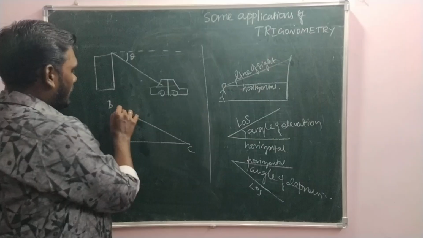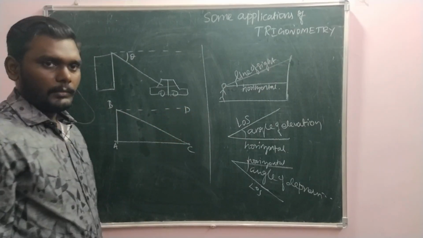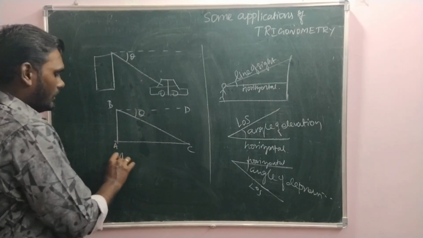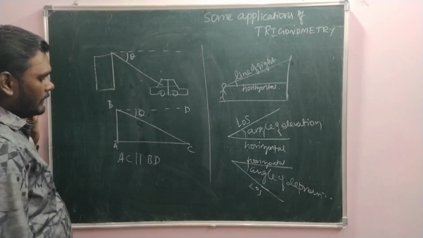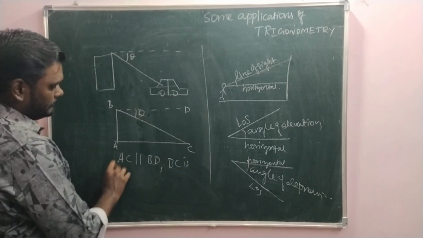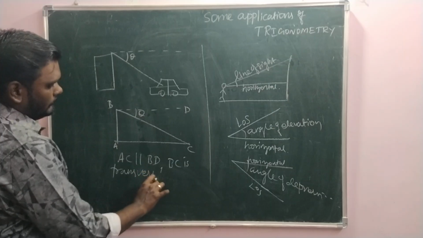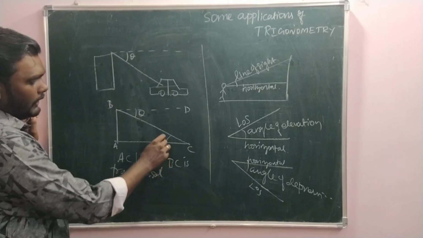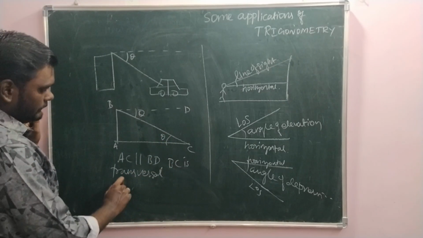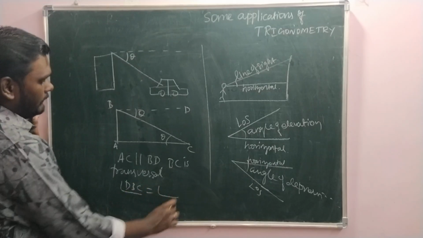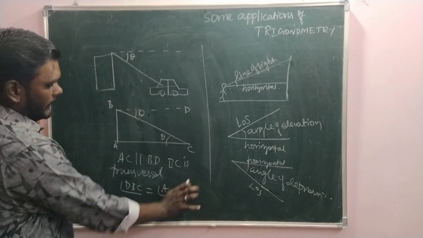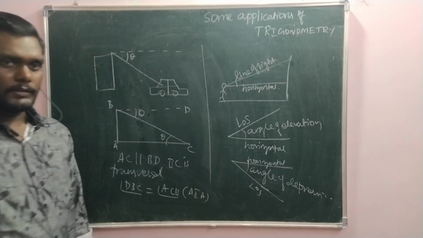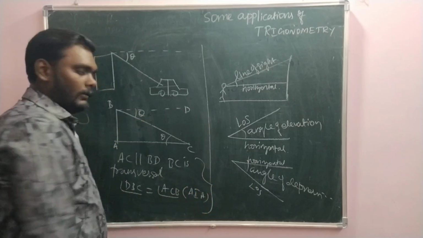There is no horizontal. So, draw a horizontal BD parallel to AC. So, this is the angle theta. AC is parallel to BD and BC is the transversal. Then these two angles will be equal. Why? Because angle DBC equals angle ACB, as they are alternate interior angles. That is the lines and angles concept. So, whenever angle of depression comes, you have to write this.